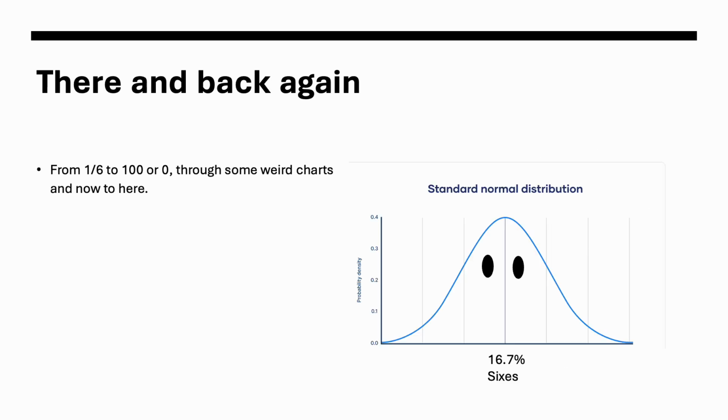So we went from 1 and 6 to 100 or 0, and then we did some weird charts, and now we're here. We have this ghost that's centered around 16.666 repeating percent 6s. Why did we do this to ourselves? Well, I still don't know, but at least it's honest.